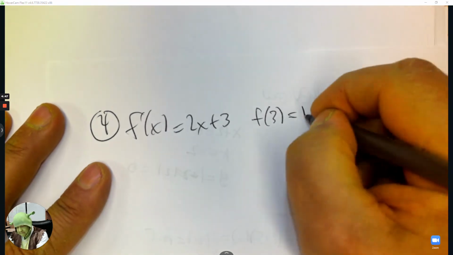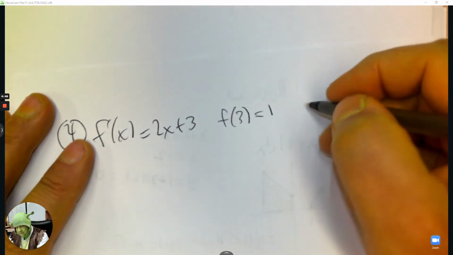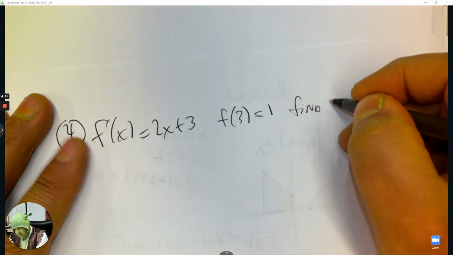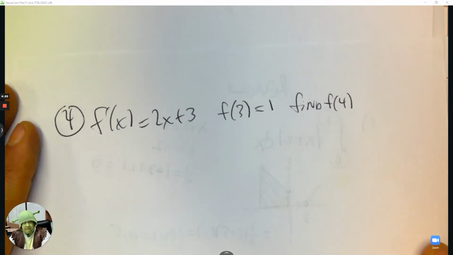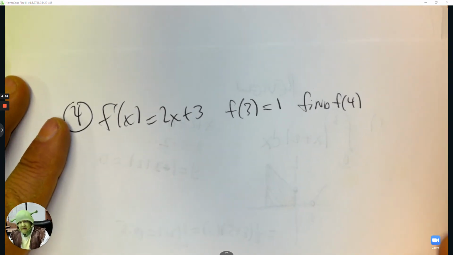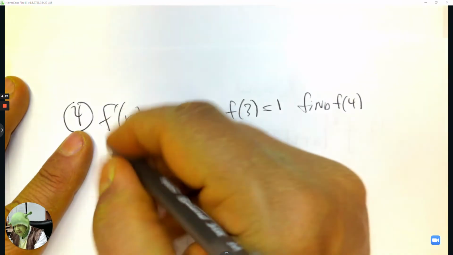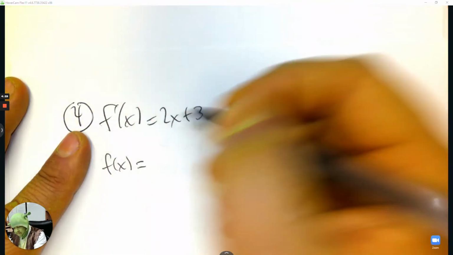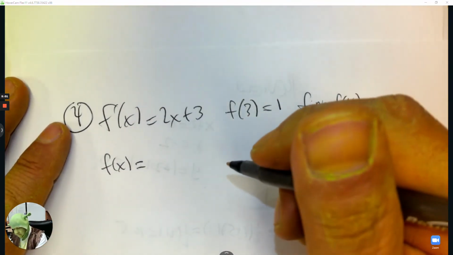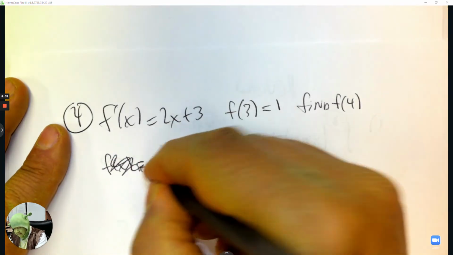If I give you the derivative, and I give you a point, could you find a value later on in the function? And how would I do that? So step one is to do the antiderivative. Well, here, step 1, let's set it up.